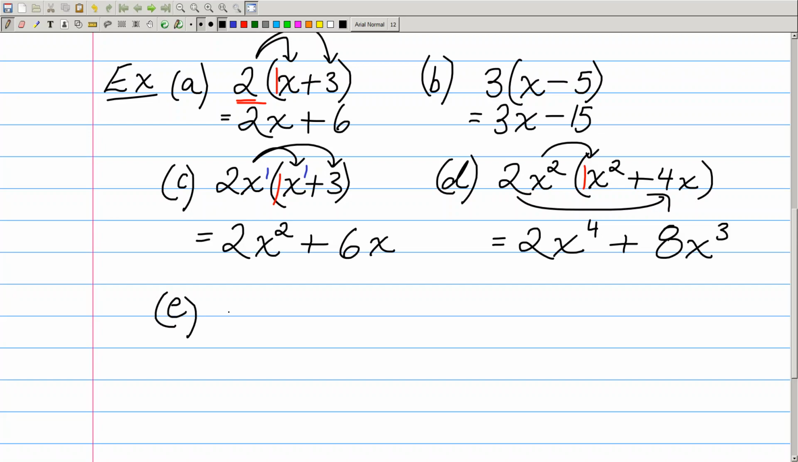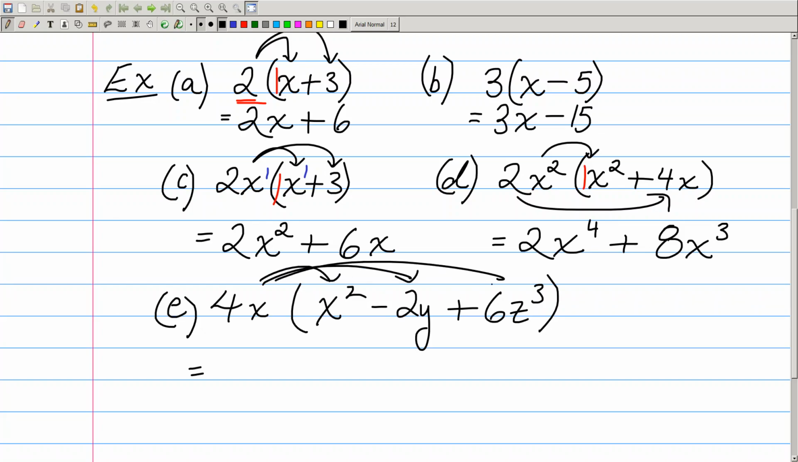Part E. Let's lengthen the amount of terms inside the bracket, shall we? So let's say we got 4x, x squared minus 2y plus 6z cubed. Let's try to expand or distribute 4x into each term. So the first term should just be, based on what we've learned, 4x cubed. There you go. Now, in the second term, I should get minus 8. 4 times negative 2 is negative 8. But the x and the y are not the same variable, so I don't have to add the exponents. In these cases, all I would do is just place the letters right beside each other. That's it.